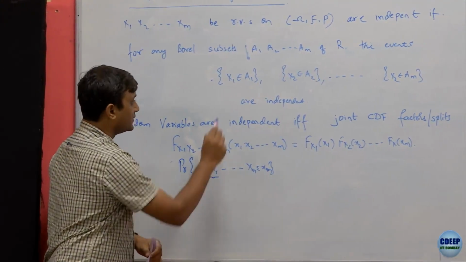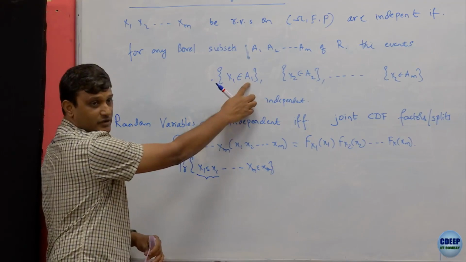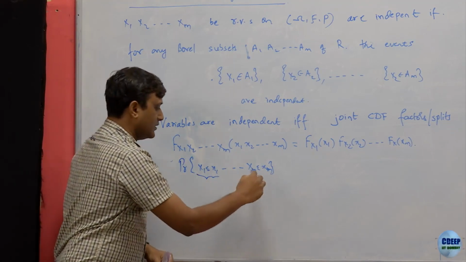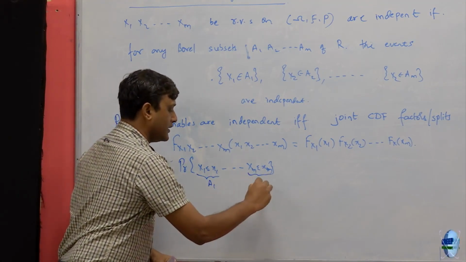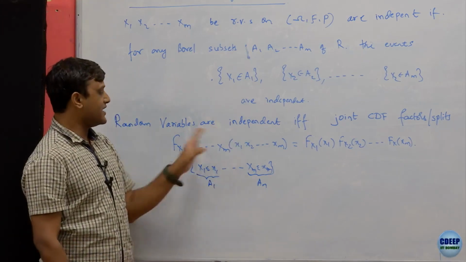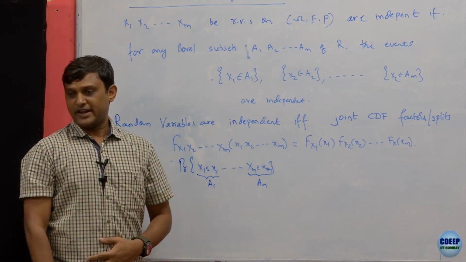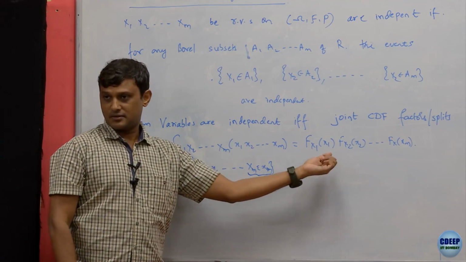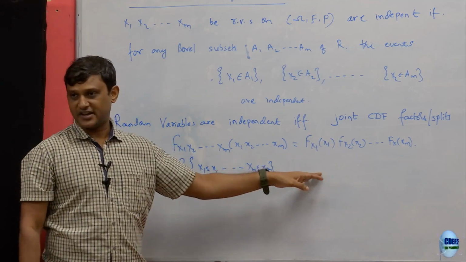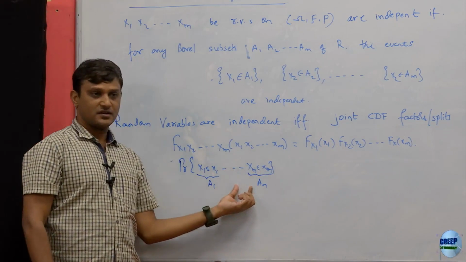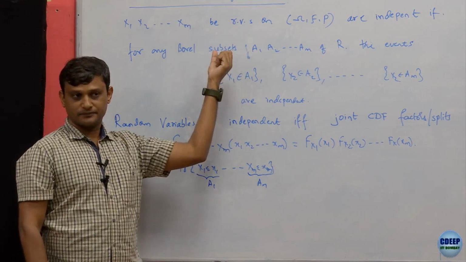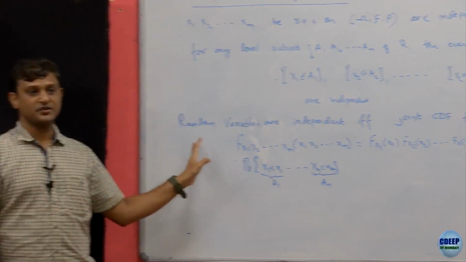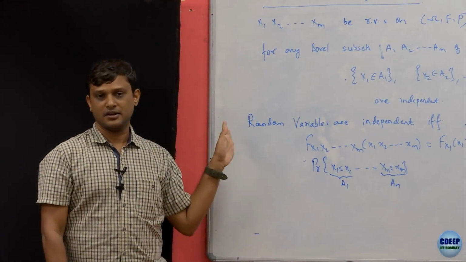Let us call this, I can think of saying that x1 belonging to some set A1 which is defined by x1, and all the way up to Am. Then I already know that if x1, x2, all the way up to xm are independent, this probability splits, and that is already this. Now the other way is also obvious: if it splits, then this definition of independence already holds. So, fine. Most of the time we are going to use this as a condition to check whether my set of random variables are independent or not.